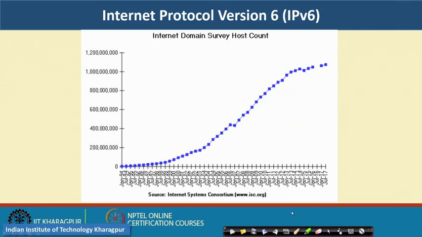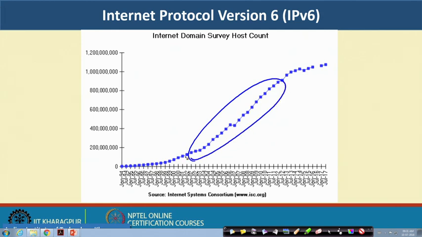So, if you look into the growth of internet addresses, you will see that there is a sharp increase in this growth. So, you have an exponential growth in the requirement of IP addresses. Now, at this point things get mostly saturated.